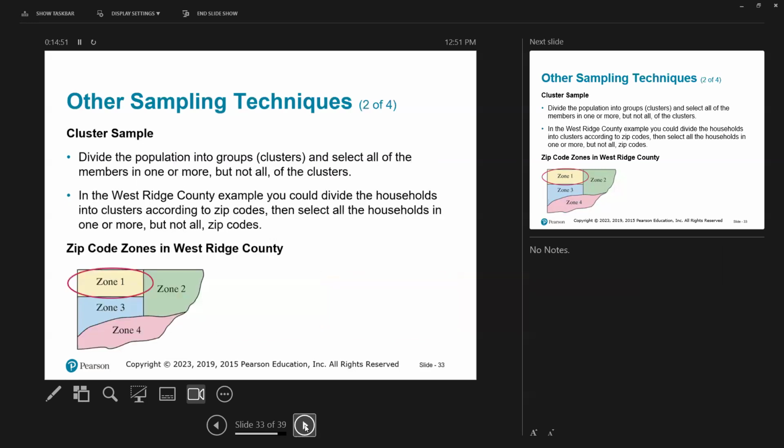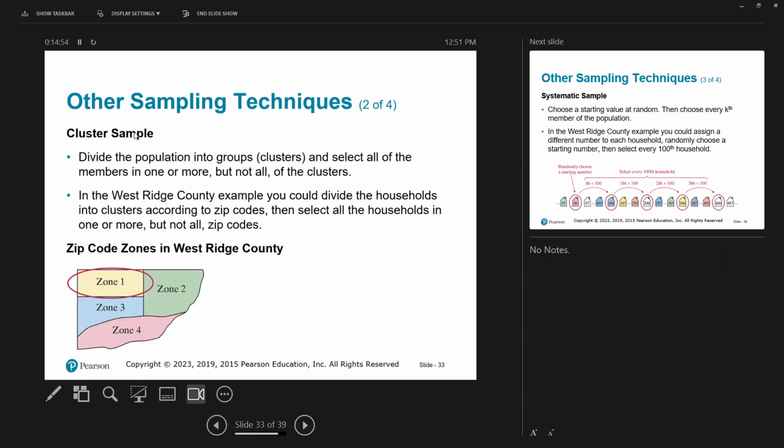Next sampling type is called cluster sample. Cluster sample is when you divide the population into groups. So you can simply say that these are the clusters, and then you select all of the members in one or more but not all of the clusters. For example, the West Rich County example. You could divide the households into clusters according to the zip codes, then select all the households in one or more, but not all, zip codes. So zip code zones in West Rich County, this is an example for cluster sampling.